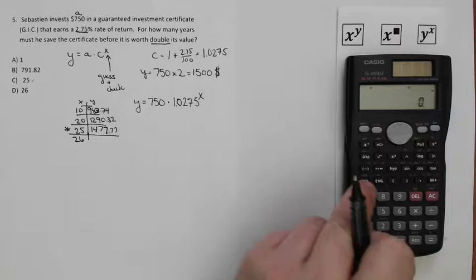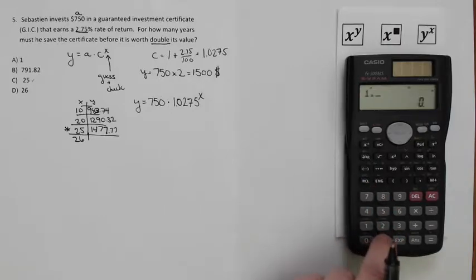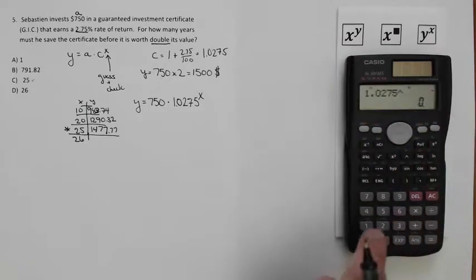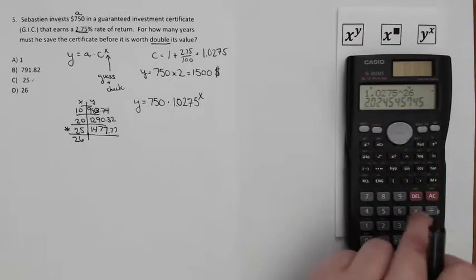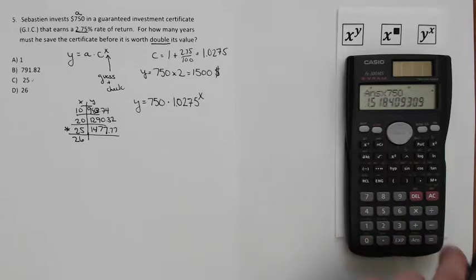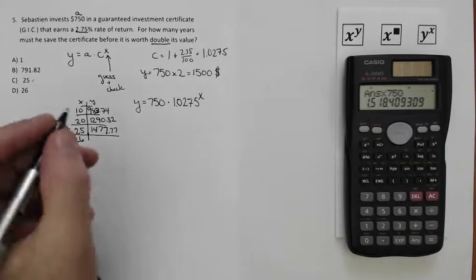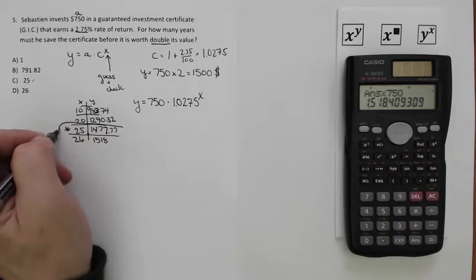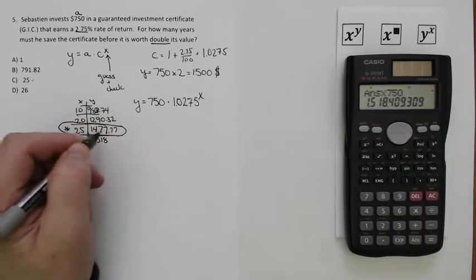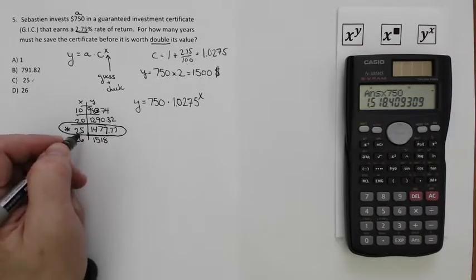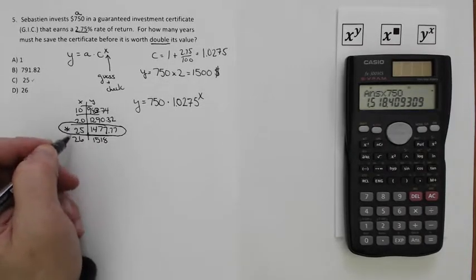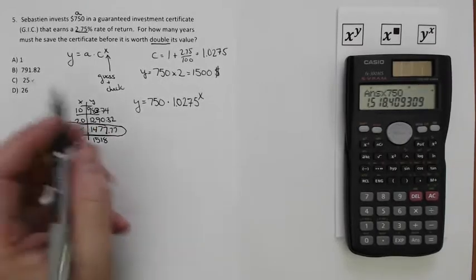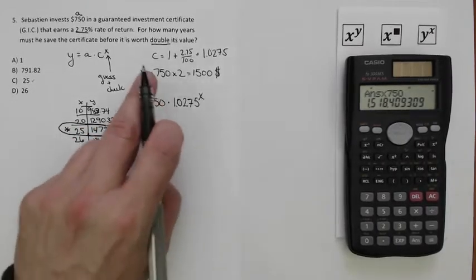So let's try 1.0275 to the power of 26 equals that, times the 750, and you can see I've gone over: 1518. And that means sometime during this 25th year is when I hit 1,500. You could try with decimals to find out where it is between 25 and 26, but it's in this 25th year that I will hit my target of $1,500.